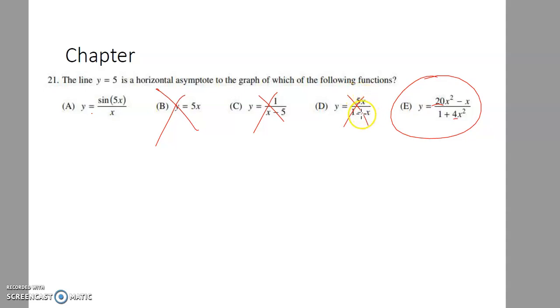Remember, when I've got these rational functions and they tie in terms of x and x, with the power of the x's, we divide the coefficients. So I divide 5 by -1, but that gives me -5, and that is not 5. Come over here, 20x squared in the top minus x, 1 plus 4x squared in the bottom. X squared is the biggest term for each of these, so I do the same process that I just talked about with D. I take the 20 divided by the 4, and that gives me 5, which means that this thing here, E, does have a horizontal asymptote of 5. So the answer is E.